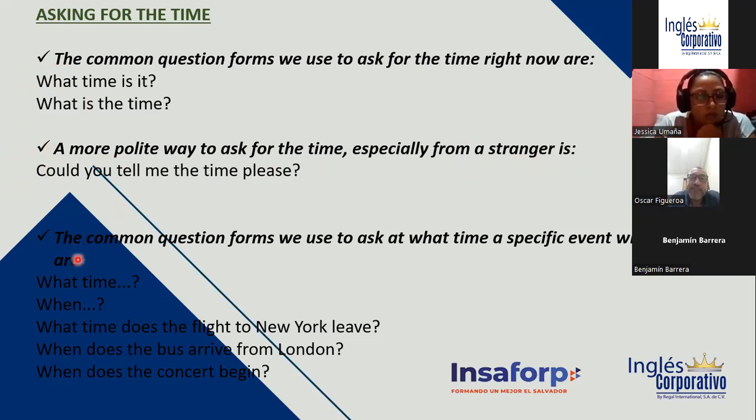Now, also, we have the last form, tenemos la última forma, in which, en la cual, it's another way, es otra forma de preguntar acerca del tiempo de algo o de un evento específicamente, specifically. For a specific event we use, what time, a qué horas, and then we add the event. Or, when, and then the event. For example, what time does the flight to New York leave?